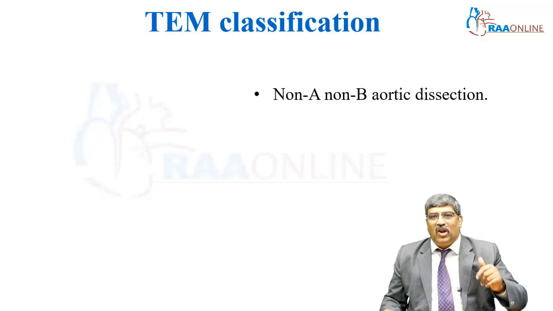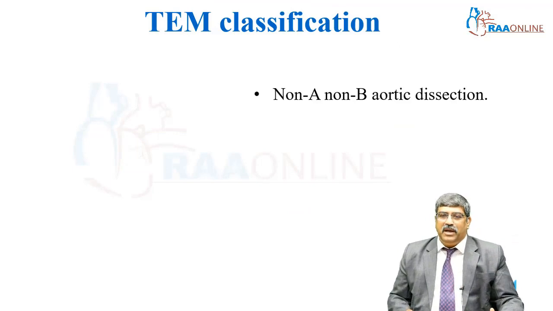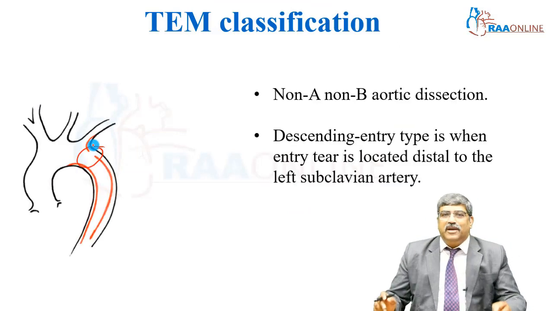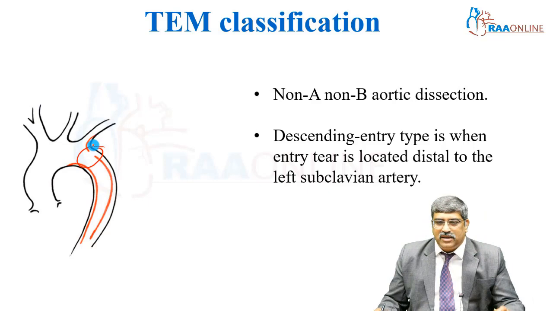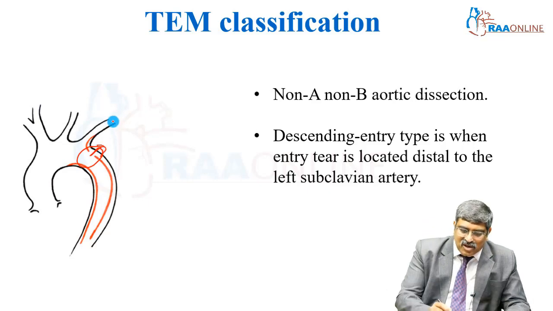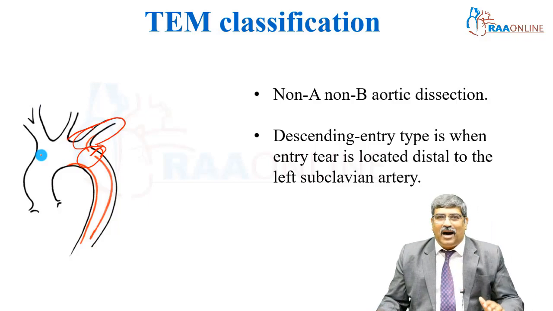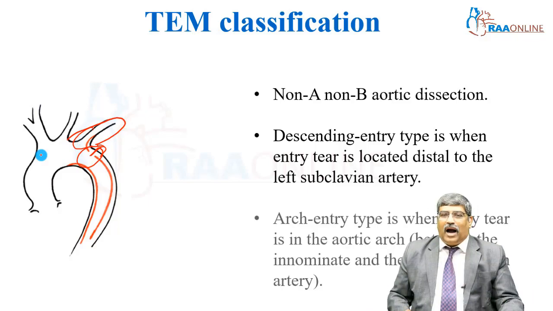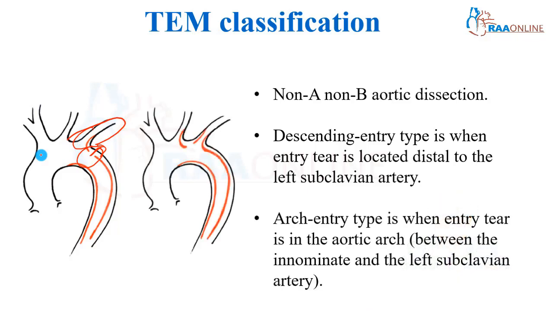What is this non-A and non-B dissection? You have 2 types here, descending and the arch type. In the descending type, the dissection is just distal to the left subclavian artery. Another one is called the arch type. Here the dissection is located in the arch between the left subclavian and the innominate artery. That is non-A and non-B.